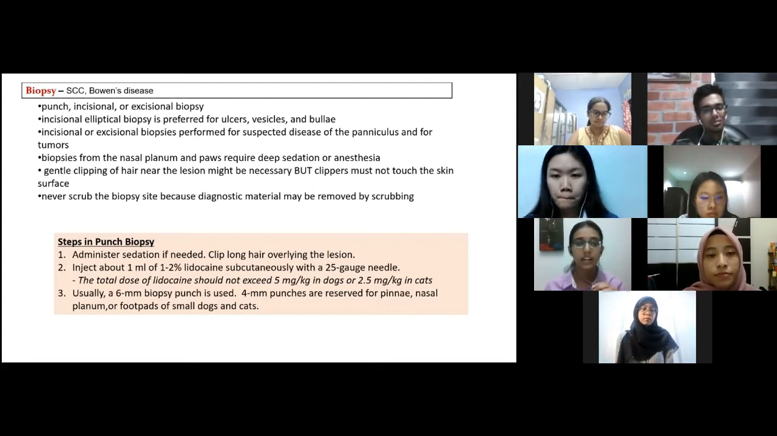Now I will explain the general steps in a punch biopsy. First, you'll need to give the animal sedation, and then clip any long hair if it is covering the lesion. After that, you need to give some local anesthesia with 1 to 2% lidocaine subcut with a 25 gauge needle. And be sure to not exceed 5 milligram per kilogram dosage in dogs or 2.5 milligram per kilogram in cats.